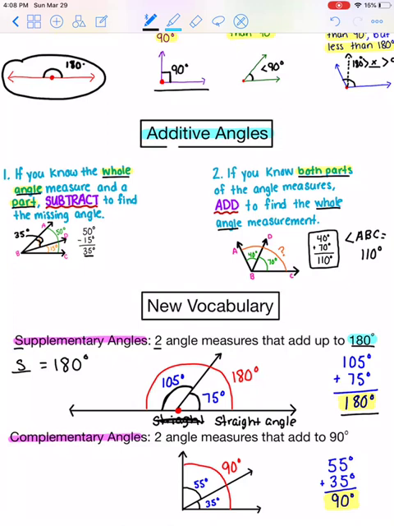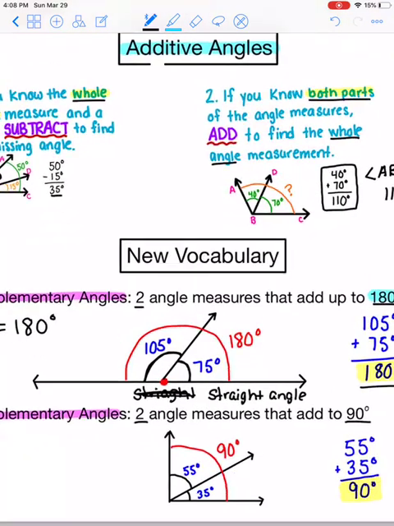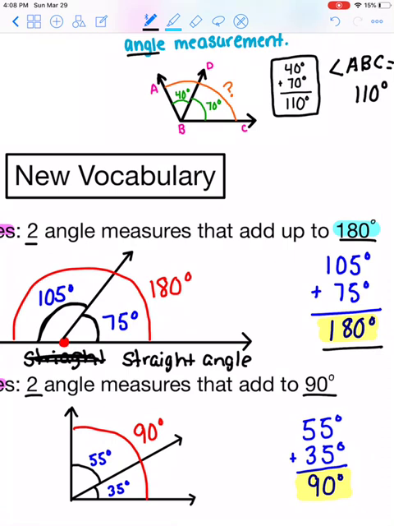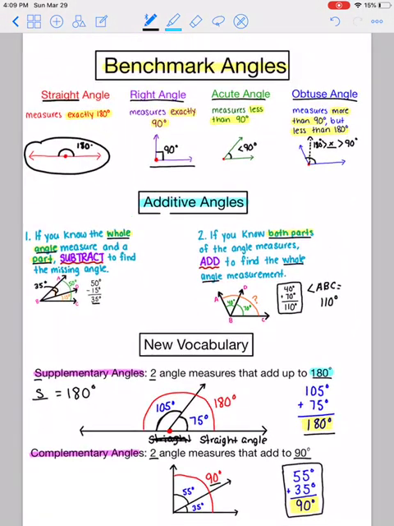Okay, complementary angles are two angles that equal 90 degrees. So you can see here I have a right angle, and then inside I have one angle that measures 55 degrees and one angle that measures 35 degrees. If I added those up like I did on the side, it would show me that the angle that's in red equals exactly 90 degrees. So those are the two different types of angles that we're going to look at today.